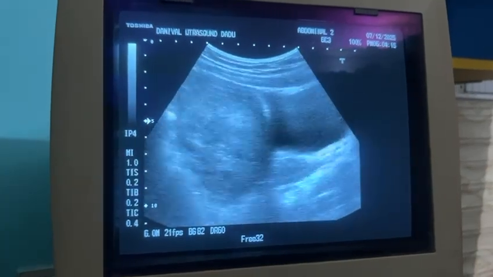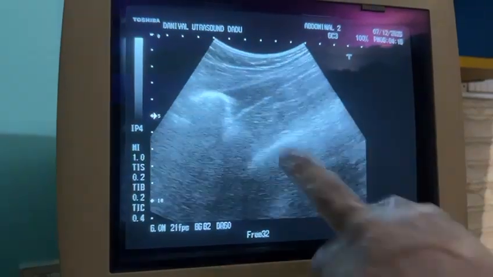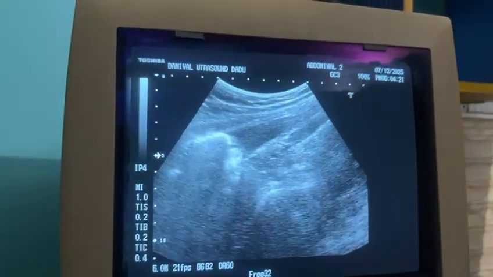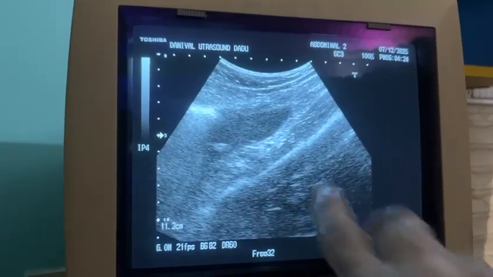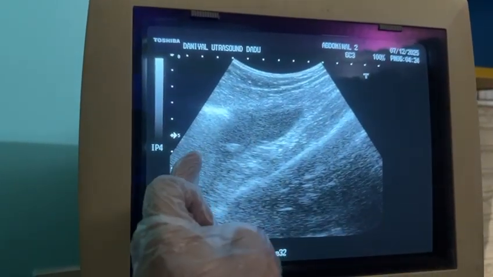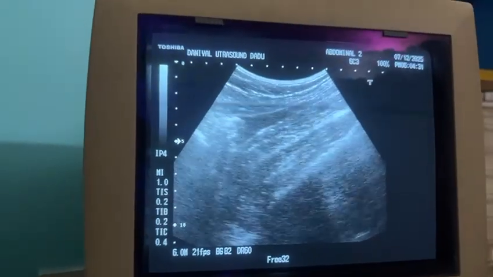Still another finding, let me show you here. This one. Here is the free fluid in the lower abdomen. You see here the free fluid, a hypoechogenic area. Here are the guts. This is the right iliopsoas muscle. So this is the free fluid.